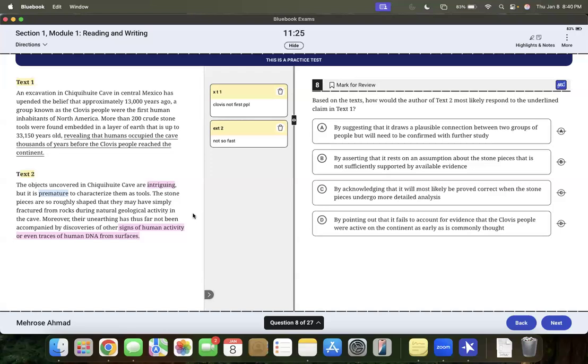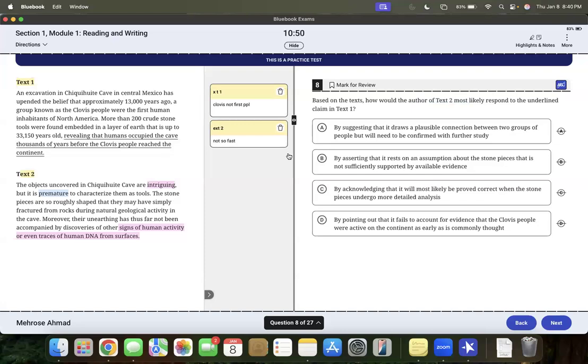That means we can't say these are things made by humans. And then the second sentence is saying, to further support this, there are no other signs of human activity, not even DNA traces. So text two is saying, whoa, whoa, whoa, let's slow down here. Text one, on the other hand, is saying this discovery has changed the entire discussion of the Clovis people. Now, with this, we go to the question: how would the author of text two respond to this claim?